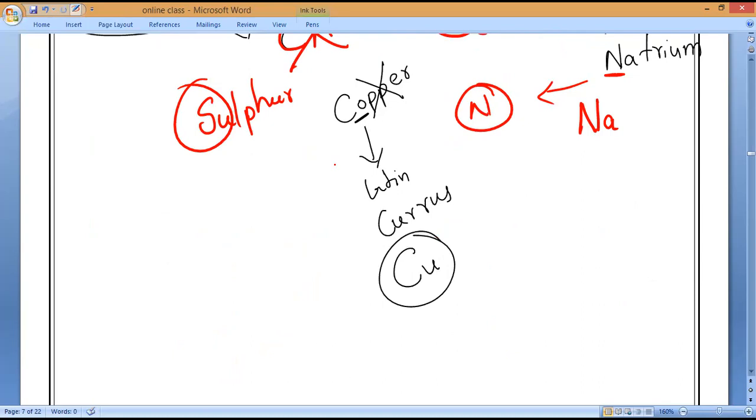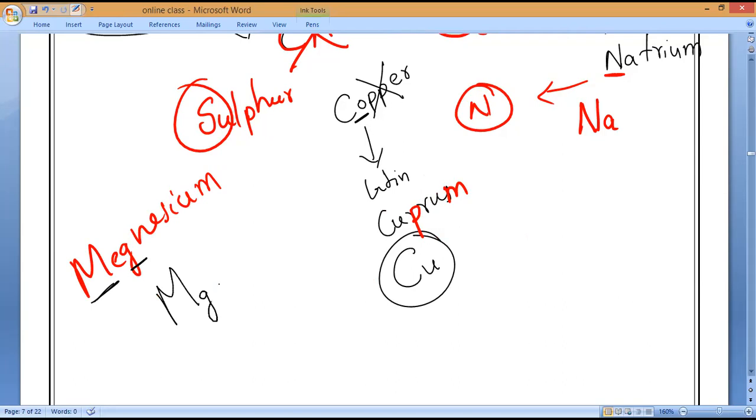Sir, magnesium and manganese, sir. Yes. Cuprum, cuprum. Now, if we take, for example, magnesium, what is happening? So what is the symbol they are taking? Check it, everybody. First letter and what other letter are they taking? Third letter. So the first letter is capital, the second letter is small. That is what you have to remember.